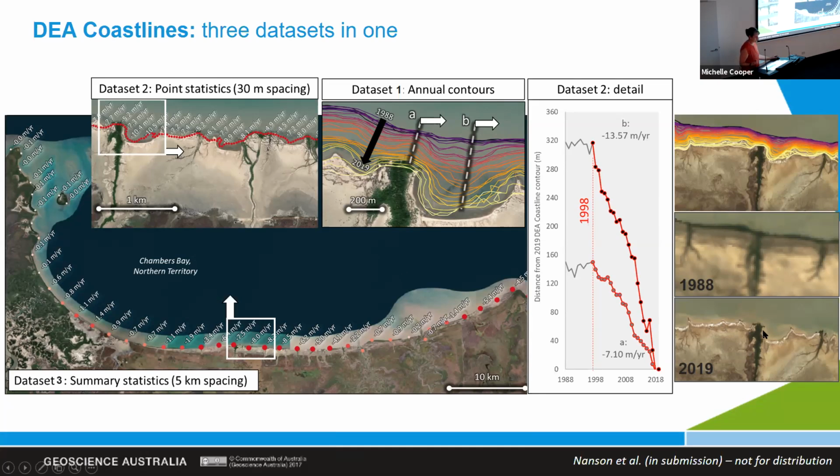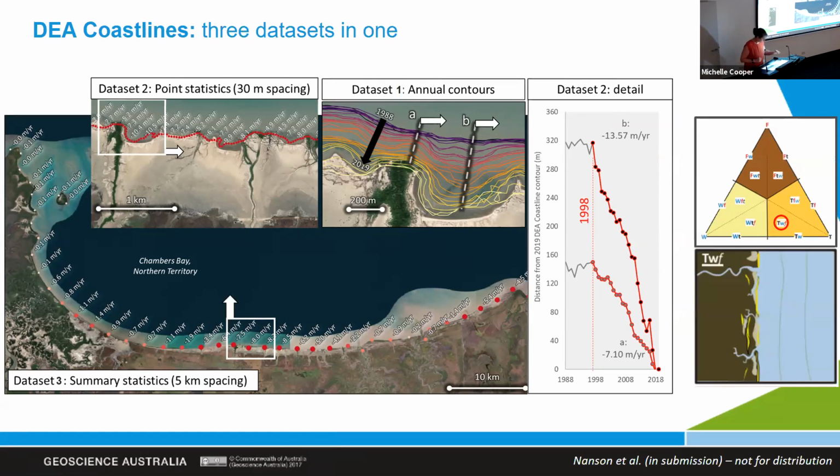We would infer from this that it's probably got something to do with the mangroves providing the resistance to the energy that's eroding that coastline. But assigning exact causes is beyond the scope of this presentation.